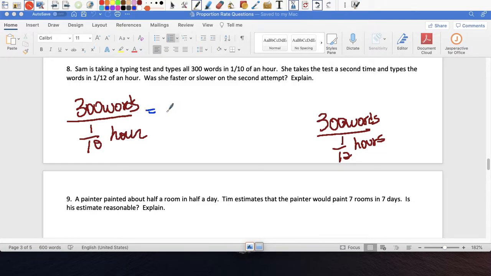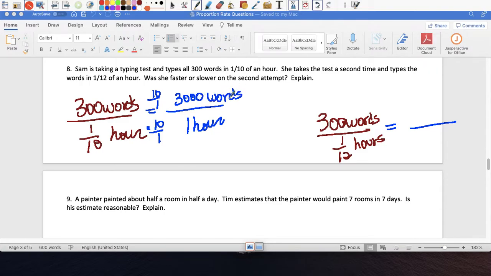So I think this time you should change this rate into a unit rate and then compare. So here we're going to multiply by 10 over 1. We get 1 hour. Multiply that on top by 10 over 1. We get 3,000 words. So if Sam was to type for a full hour, she would have typed 3,000 words. The second time around, she typed 300 words in 1/12 of an hour. So let's multiply that by 12 over 1. We get 1 hour. And 300 times 12 is 3,600.